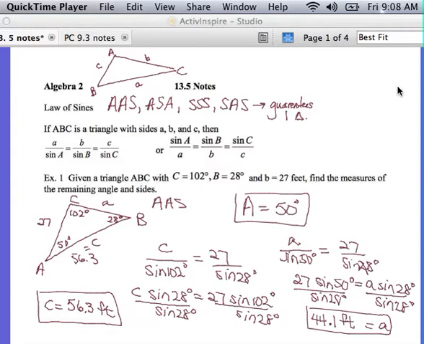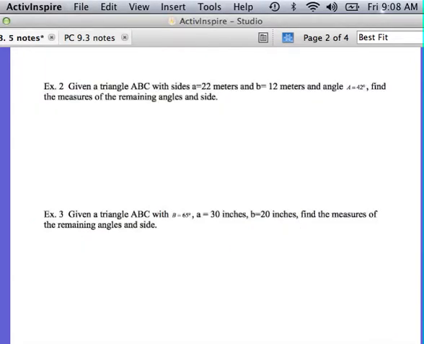Whether it's angle, angle, side, angle, side, angle, side, side, side, and then you can go with your law of sines. Okay, any questions on that one? Okay, let's look at example 2.